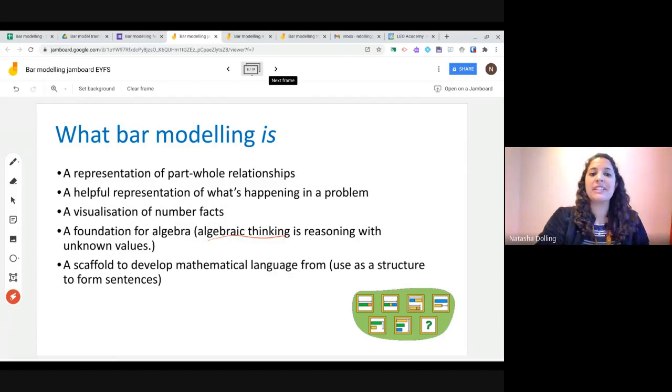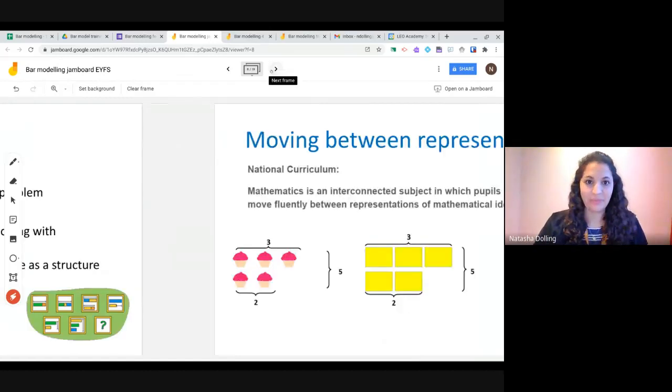Algebraic thinking is just reasoning with unknown values. And essentially, even all the way down in early years, all bar modelling is essentially just doing a bit of algebra. And it's a scaffold to develop mathematical language from. The NCETM talk a lot about STEM sentences, but it does form a structure for these sentences, a lot of which I'm going to show you throughout this session.